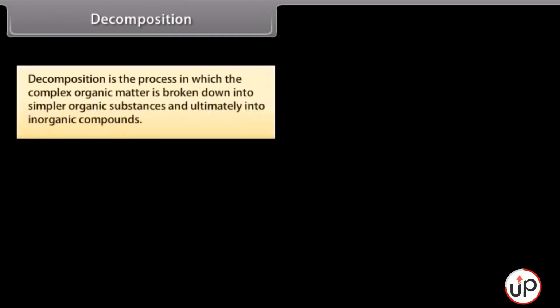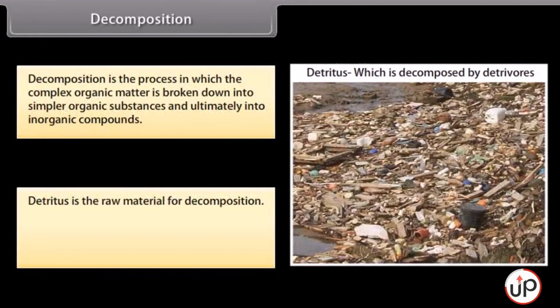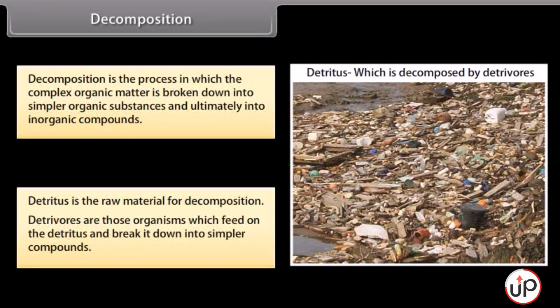Decomposition. Decomposition is the process in which the complex organic matter is broken down into simpler organic substances and ultimately into inorganic compounds. Detritus is the raw material for decomposition. Detrivores are those organisms which feed on the detritus and break it down into simpler compounds. There are following steps in decomposition.